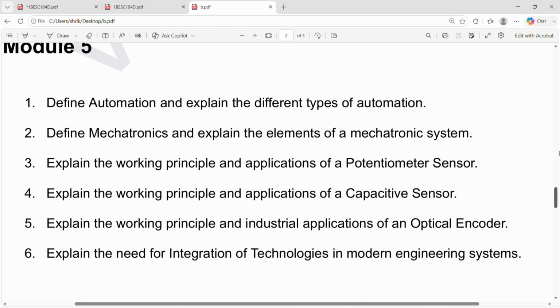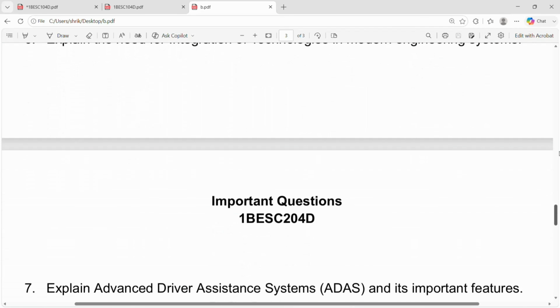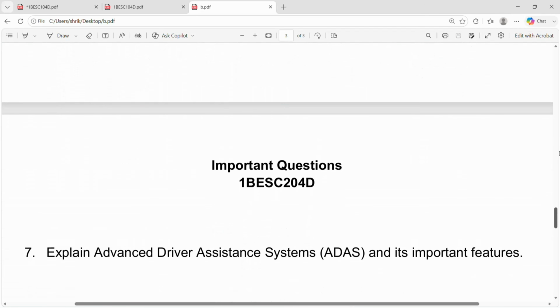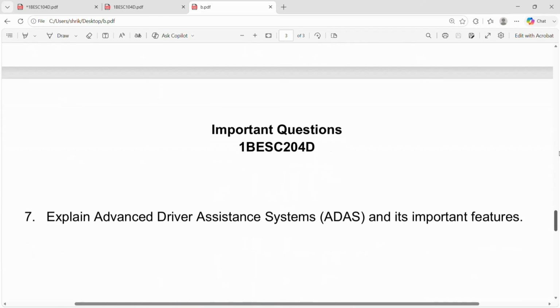Explain the need for integration of technologies in modern engineering systems. Explain advanced driver assistance system and its important features.